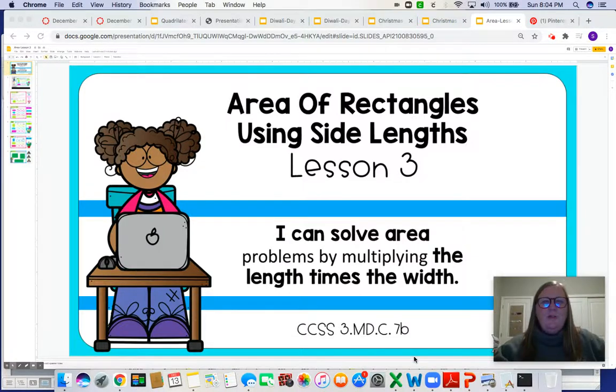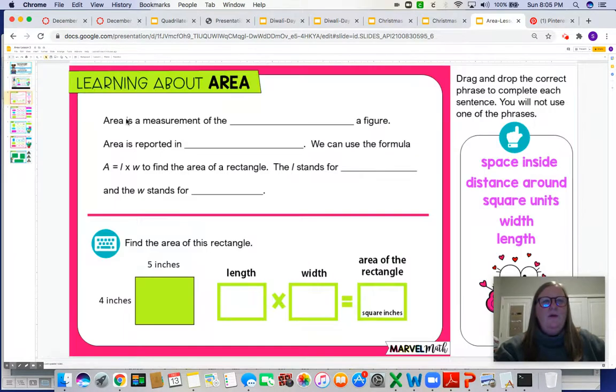Hi, boys and girls, it's Miss Cooper, and I'm back for a final lesson on area to finish up Unit 4. Today we're going to focus on I can solve area problems by multiplying length times width. So let's get started with a little bit of a review about area.